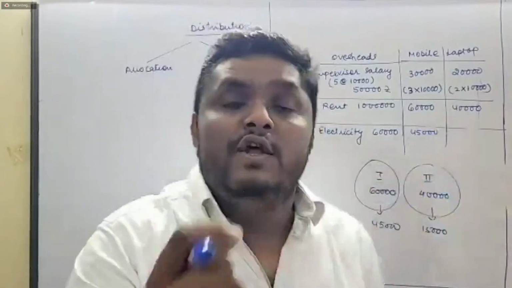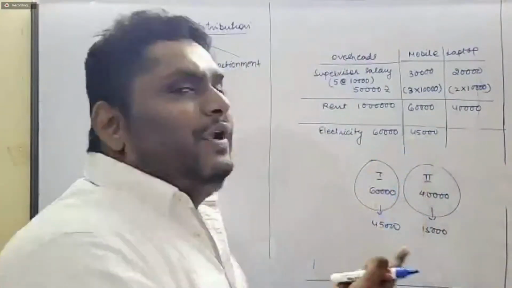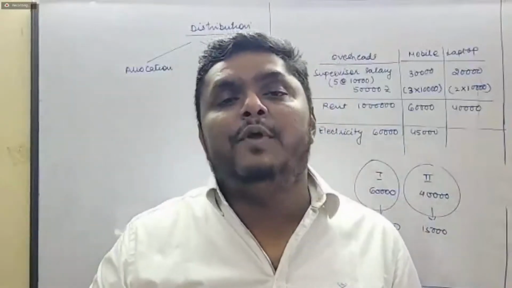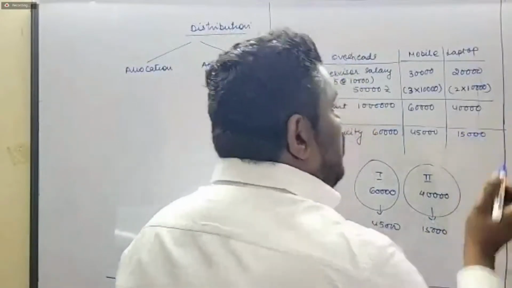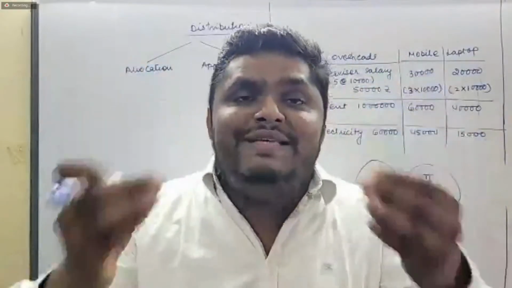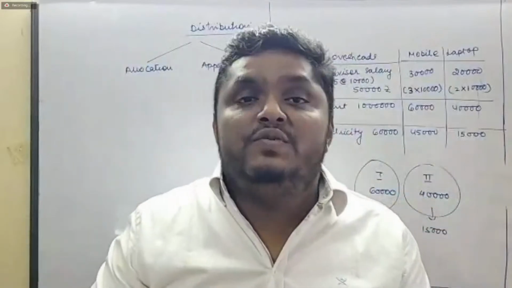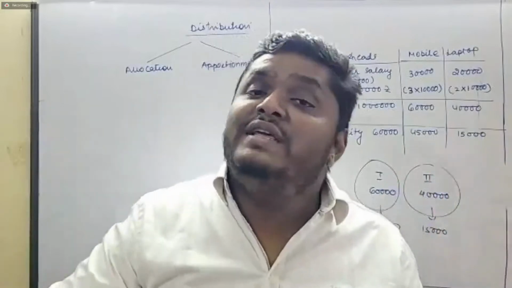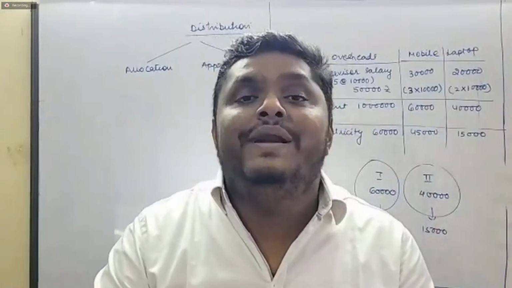Premise 1, which is being used for the mobile division, what is its electricity bill? 45,000. And premise 2, which is used exclusively for the laptop division, what is its electricity bill? 15,000. So here, in all these 3 cases, the overheads are separately incurred for each production department. So we were able to distribute these overheads directly.